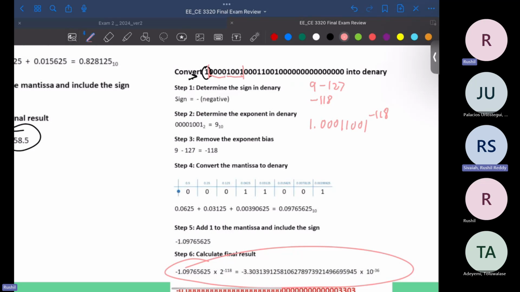So since it's a negative, you just put the 1 in front and then you just convert the mantissa into decimal, okay. Yeah. Okay, I see.